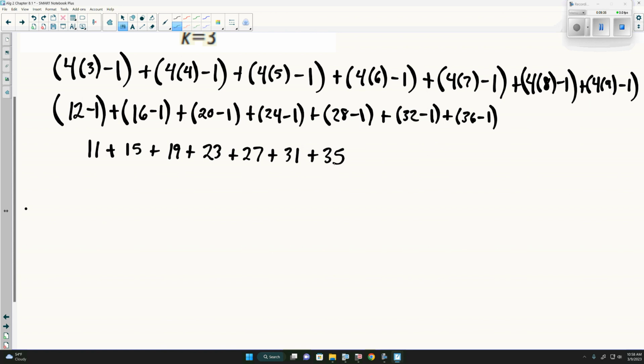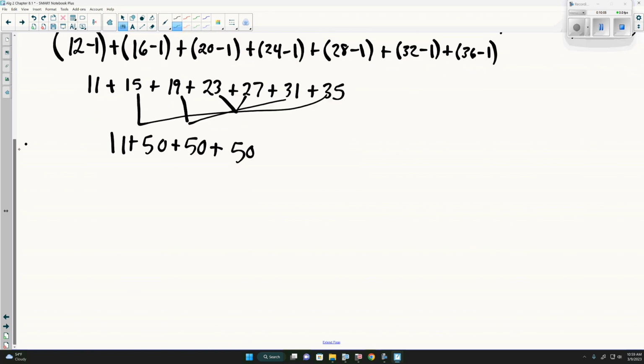Now, here we can just start adding numbers together. We can do 11, 15, 19, 23, 27, 31, and then add 35 back in later. But what would happen if I add 23 and 27 first? 50. How about 19 and 31? How about 15 and 35? Well, because 50 plus 50 plus 50 is 150, plus 11 is 161.